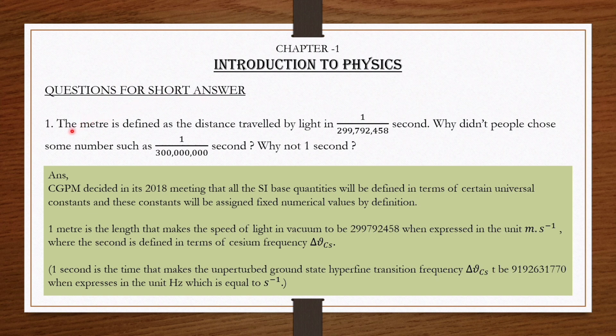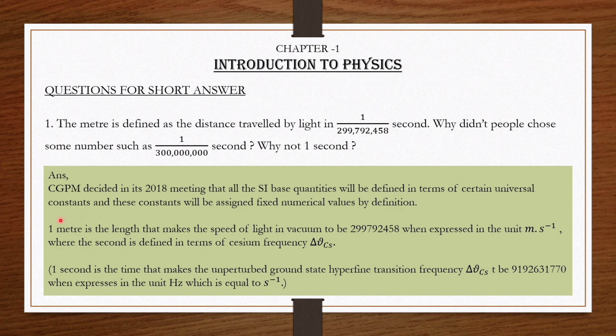Our first question is: the meter is defined as the distance traveled by light in 1 by 299,792,458 second. Why didn't people choose some number such as 1 by 3 into 10 to the power 8 second, and why not 1 second?